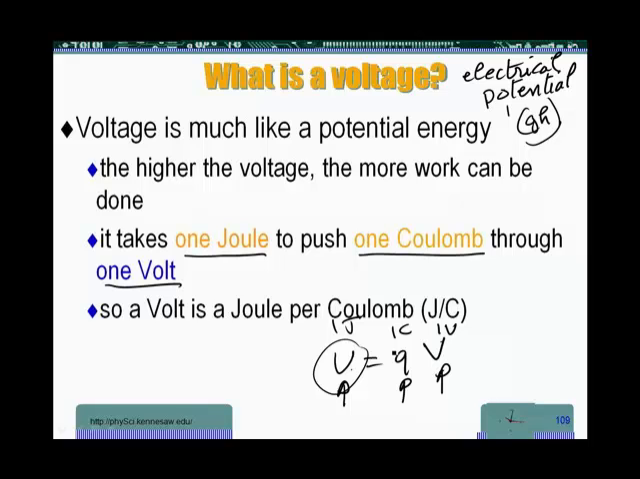In terms of units then, 1 volt is just 1 joule over 1 coulomb. Okay? So a voltage is a potential, but it's not energy. Energy would depend on the charge. How much charge do we have?